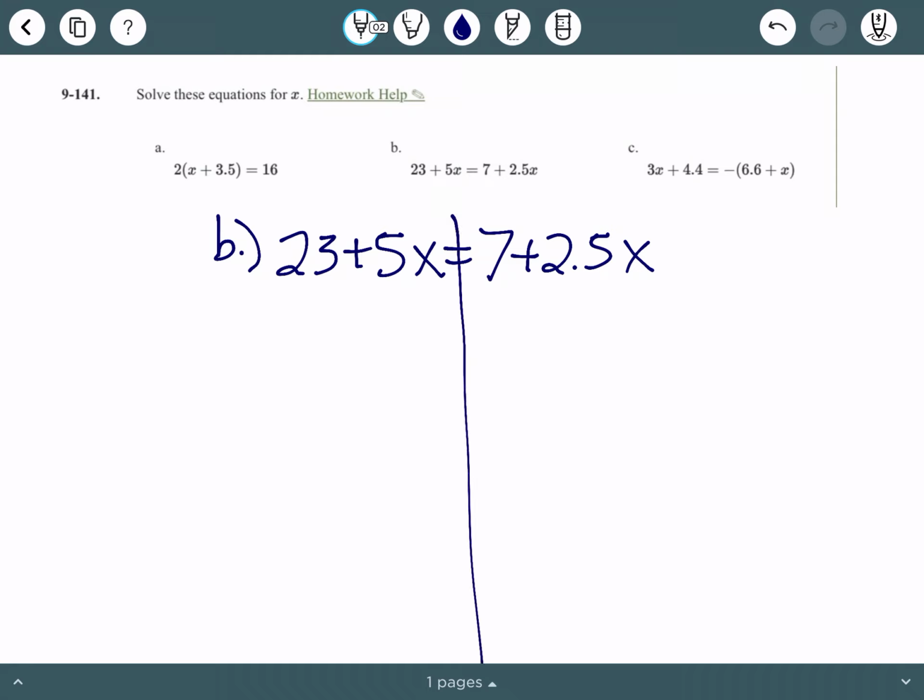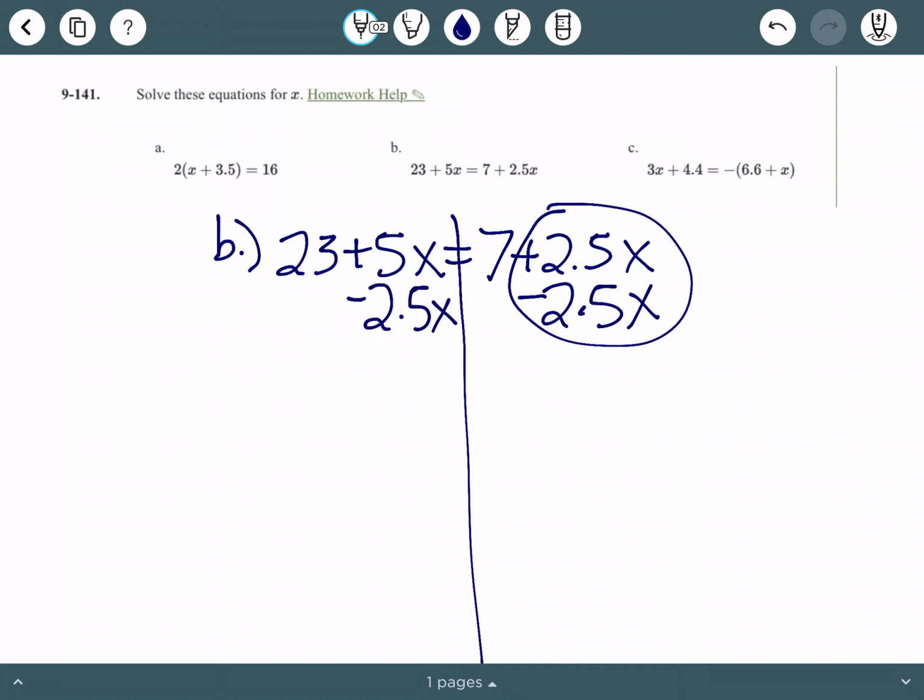I am going to draw a line here to keep my work organized. So what I would start with personally is I see I have a 2.5x on the right, and it's positive, so I'm going to subtract it on this side, which gives me a 0 pair. And then I'll subtract it from my x term on this side as well. So on the left, I'm left with 23 plus, 5x minus 2.5x is going to be a 2.5x, and that is equal to 7.